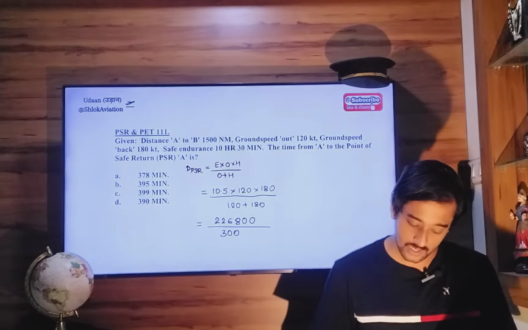What is the distance to the point of safe return if aircraft has a TAS of 300, endurance 10 hours, if wind component on the outbound leg is 50 knots tailwind? Okay, so now we have a 50 knots tailwind on the outbound leg.